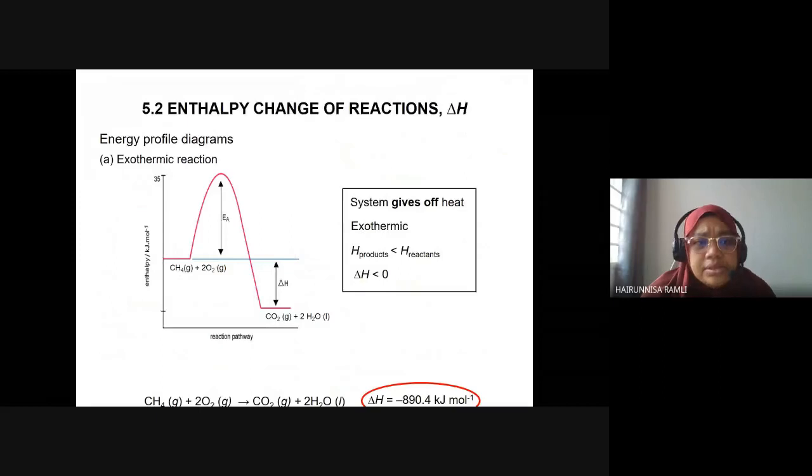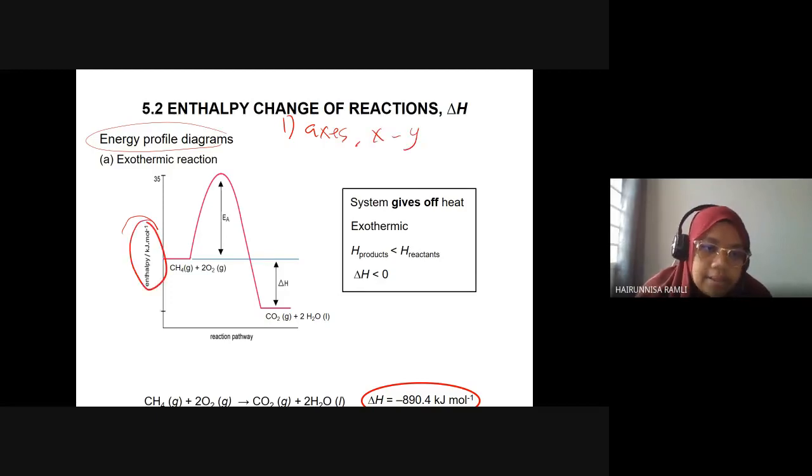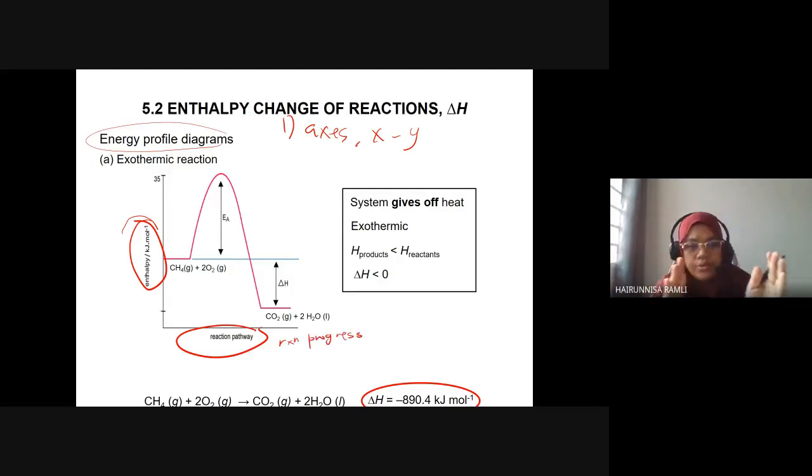So for the energy profile diagram, as I said earlier, you have to sketch exo and endothermic reactions. For exo, the key points: first, you must have the axes, X and Y. Label enthalpy for Y, and reaction pathway for X. Reaction progress is also fine, because as you move from left to right, it is actually the reaction going from reactant to product. That's why it's reaction pathway or reaction progress.